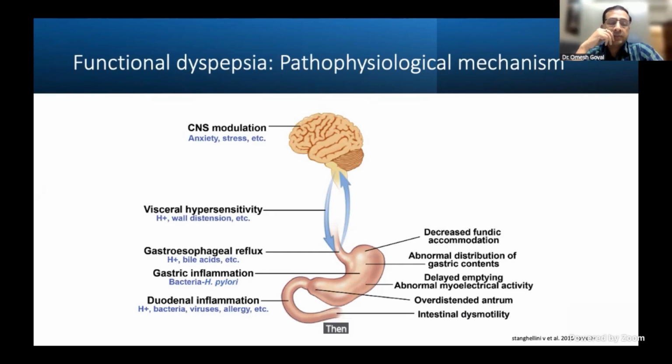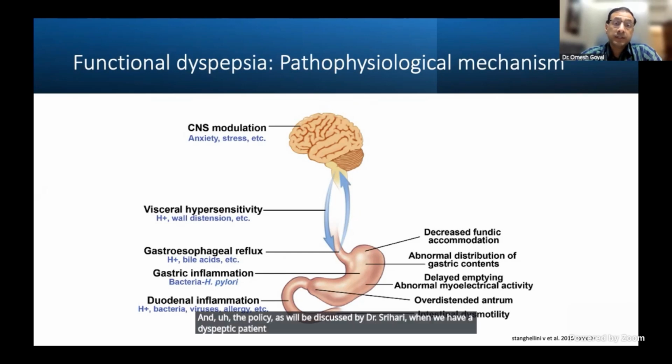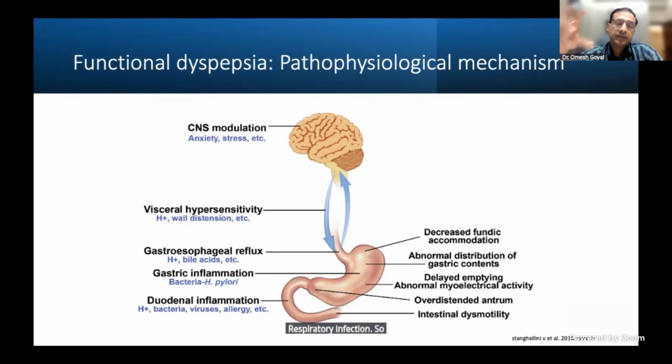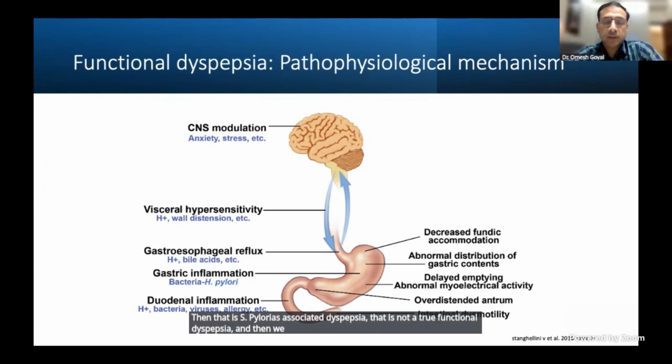Then gastric inflammation by the bacteria H. pylori is very common in the population. And the policy, as will be discussed by Dr. Srihari, is that when we have a dyspeptic patient, it's always better to test and treat H. pylori infection. By treating H. pylori alone, if the dyspepsia goes within 2 weeks or 10 to 14 days of therapy, then that is H. pylori associated dyspepsia. That is not a true functional dyspepsia, and then we can stop the treatment altogether.